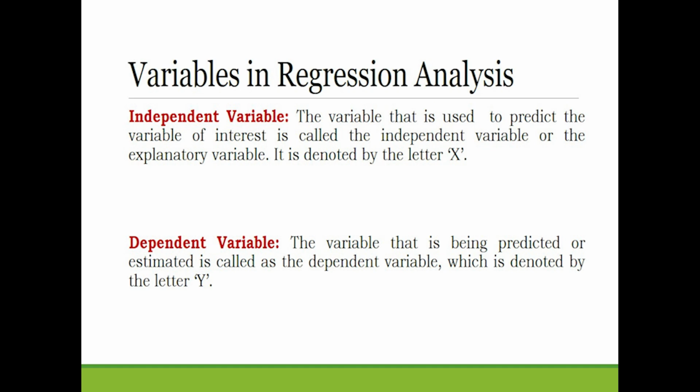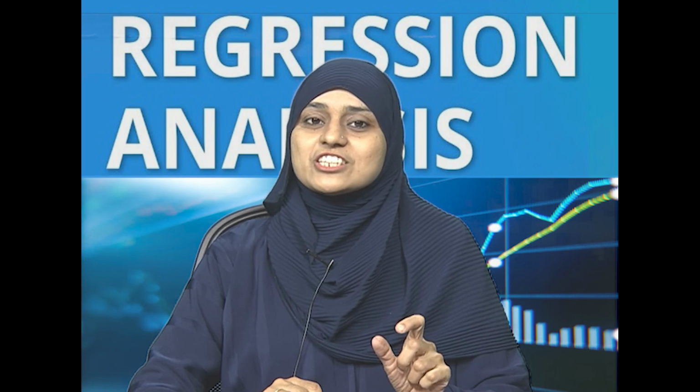Now, in these two definitions, I have used the word variable. Now, what is this variable here? Variables are of two types in regression analysis. One is called an independent variable and one is called a dependent variable. The variable that is predicting the other variable is called the independent variable. So, the independent variable is one which is helping us to get the value of another variable. That's why the word independent, that means it is not dependent. The independent variable is also called the predictor variable or explanatory variable, because it is explaining or predicting the value of another variable here.